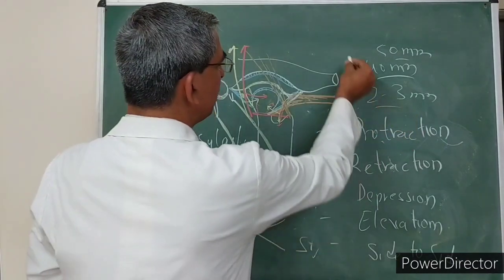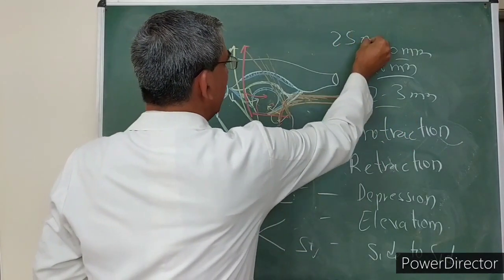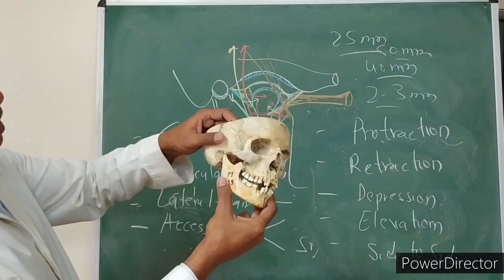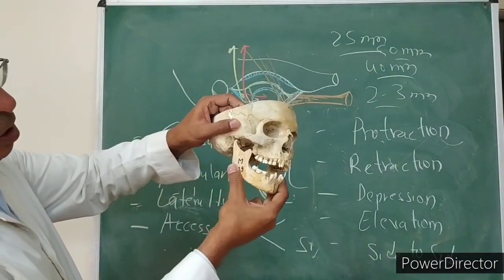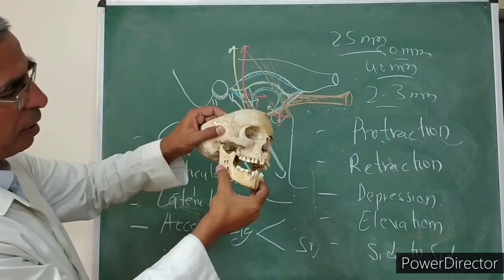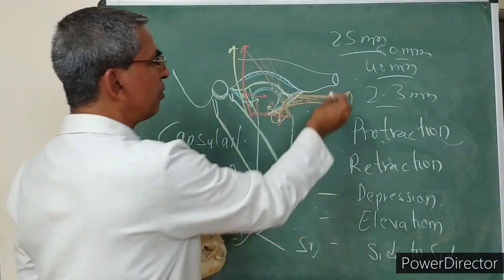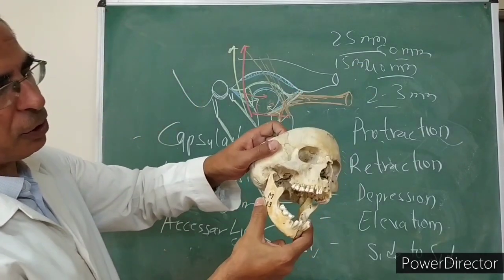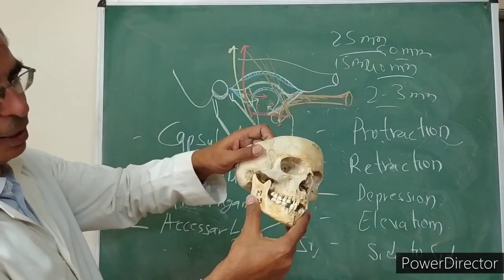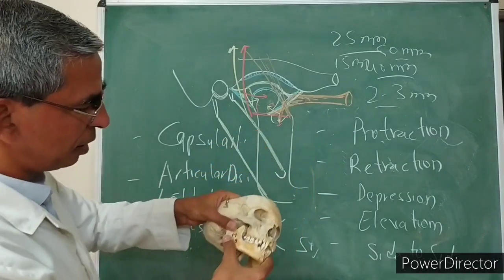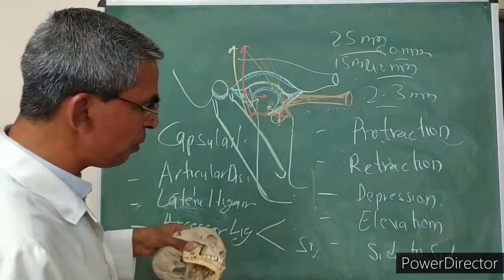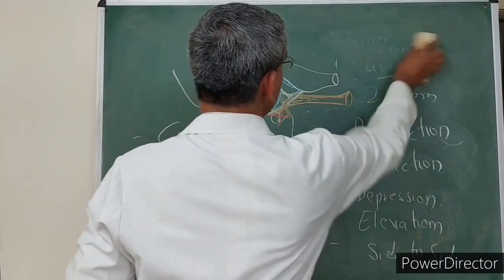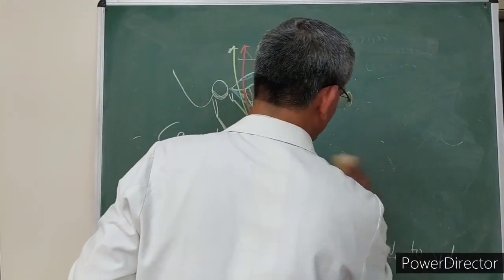After 40 millimeter, we will come to it later. Of the opening, 25 millimeter is done by the gliding process in the upper compartment. And the 15 millimeter is governed by the lower compartment, where only the rotation of the mandible occurs. We will come to this later during the movements, especially elevation and depression. Now, what are the muscles producing these movements? First is the protraction.